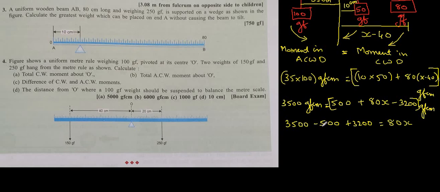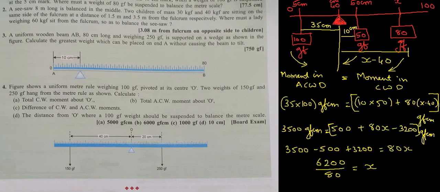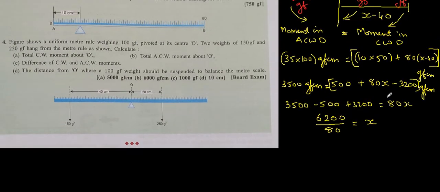So now from here, 3500 minus 500 is 3000, plus 3200, that is 6200, divided by 80 is equal to X. This comes up to X is equal to 77.5 centimeter. So this is our answer.